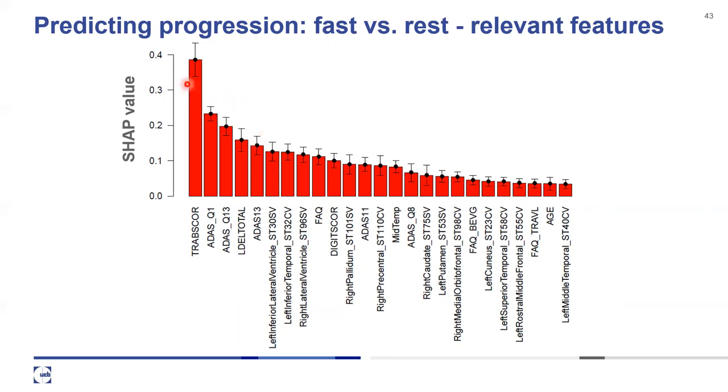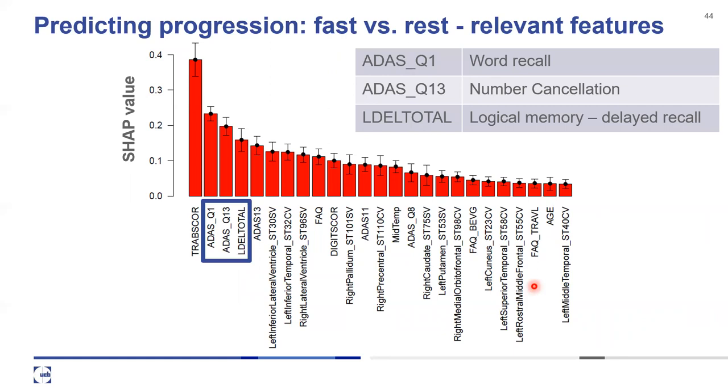The ones shown here are the top 25. Now there are some interesting ones here. There are quite some subcortical brain volumes that seem important, not least here and one over there, in distinguishing fast progressors. But especially these three are interesting: two very specific questions from the ADAS assessment, a cognitive assessment score for tracking Alzheimer's disease progression. Questions 1 and 13 seem very important, and also a variable called LDL total.